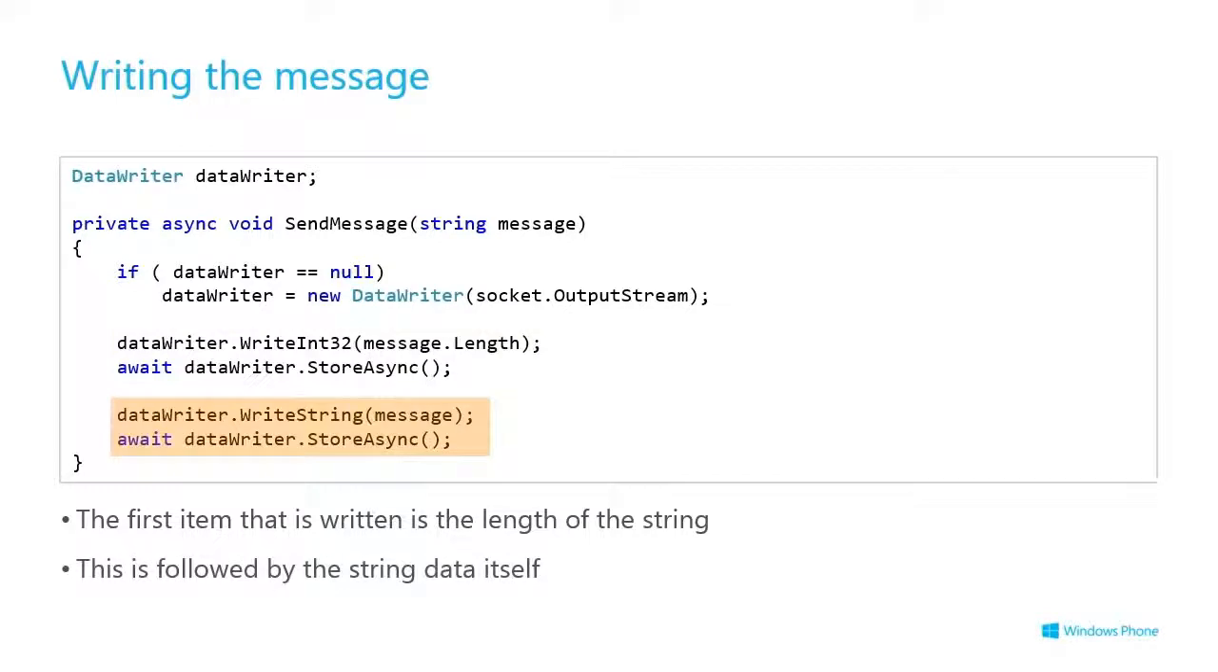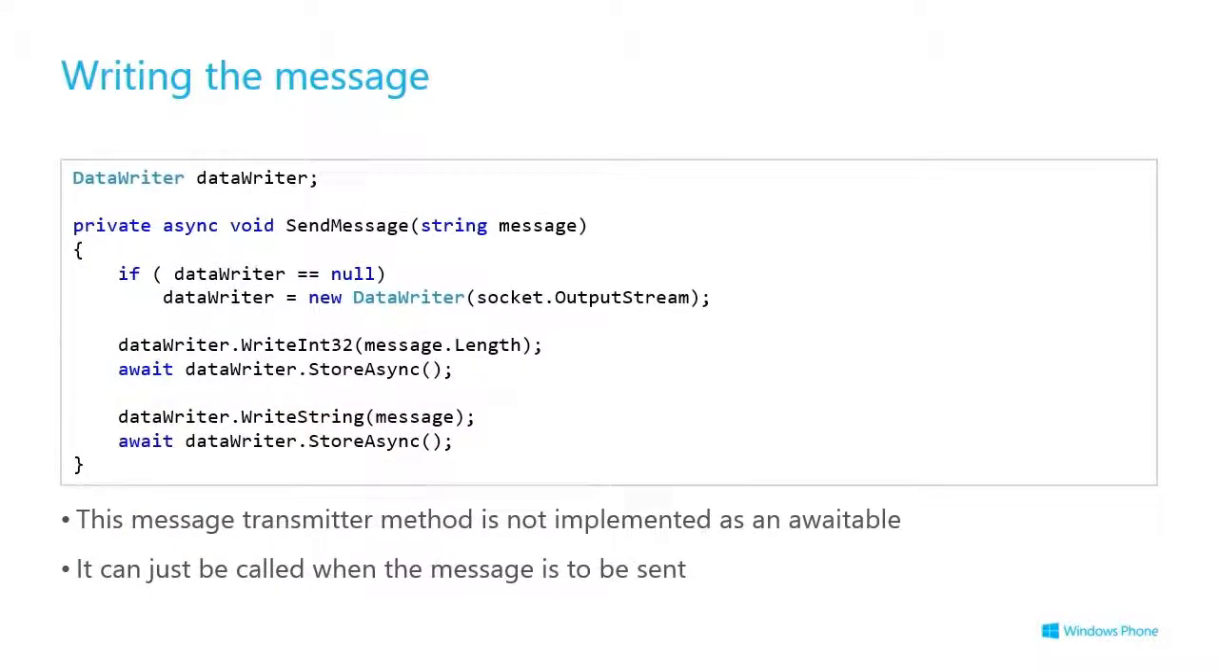Do the same with the write string, so we actually write the message to the pipe and store that onto the data writer. So that's how we write on the writing side. This one is not implemented as an awaitable. The receive one was. So we just call it whenever we've got anything to send. Whereas the other one won't block. If it's an awaitable, it will wait until it's got something to read, and then it will call you back.